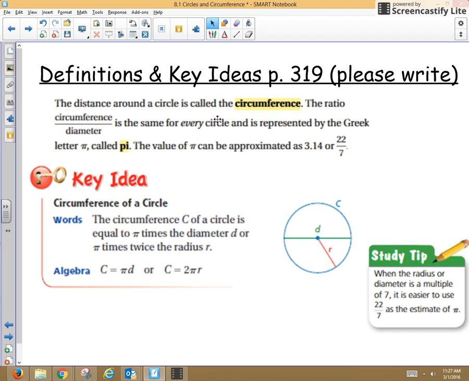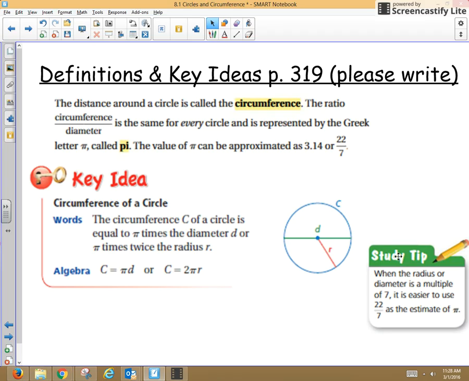The distance around a circle is called circumference. Compare it to the perimeter of quadrilaterals or triangles. The ratio of circumference over diameter is the same for every single circle, and it's represented by the Greek letter pi, or this symbol. The value for pi is approximated as 3.14, or a fraction 22 over 7.